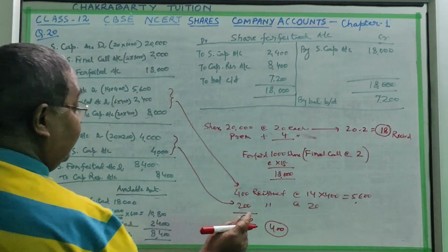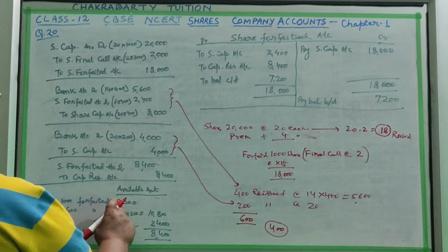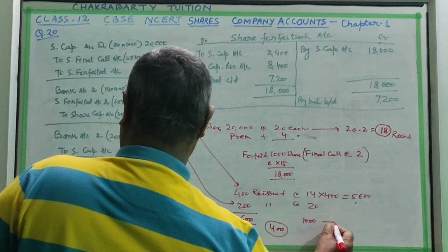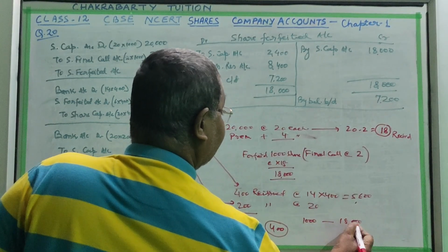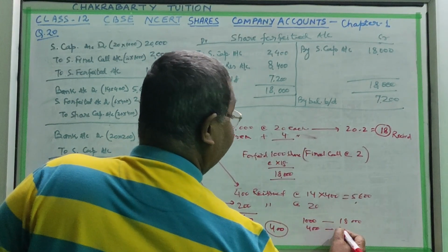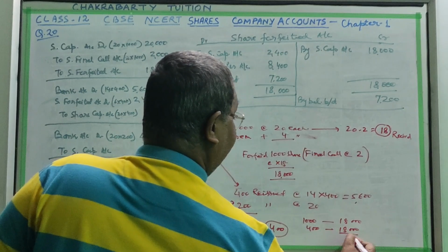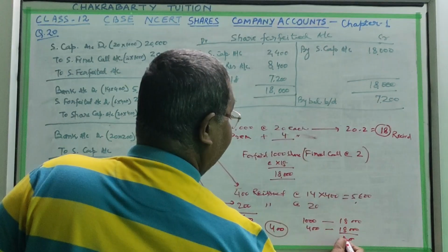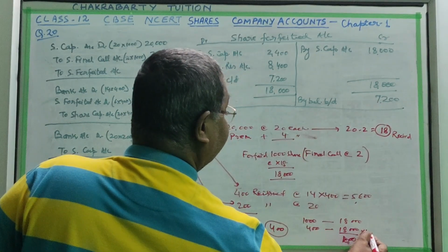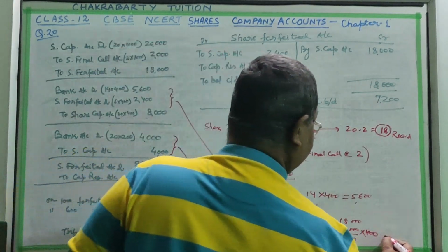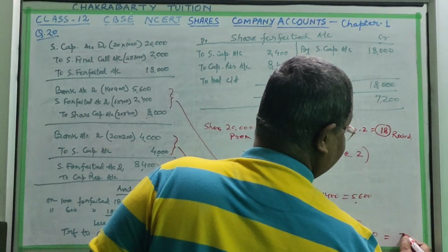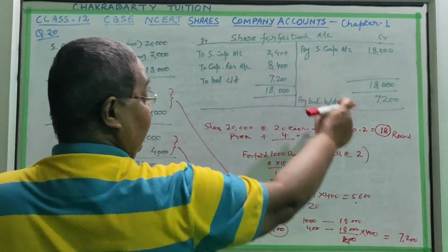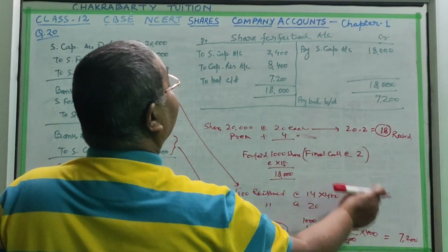And for the remaining 400 shares: for 1,000 we have forfeited 18,000. So for 400, how much will remain? 18,000 upon 1,000 into 400, it will be 7,200. That balance should remain in the share forfeit account. So this will remain in the share forfeit account.